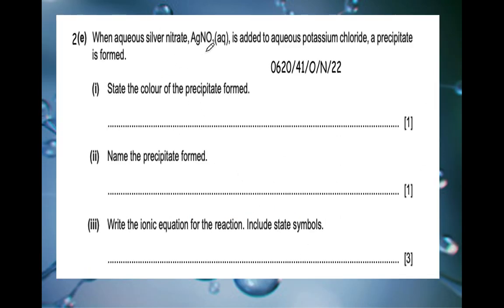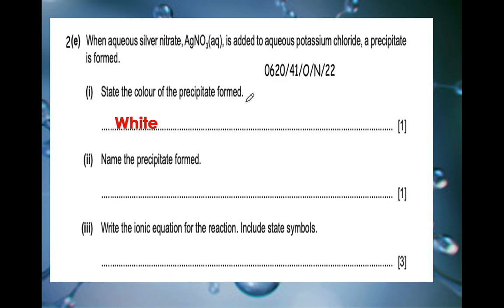When aqueous silver nitrate is added to aqueous potassium chloride, a precipitate is formed. State the color of the precipitate formed. Of course, silver nitrate is the test for group 7 halide ions: chloride, bromide and iodide. It gives with chloride a white precipitate. Name the precipitate. We call it silver chloride.